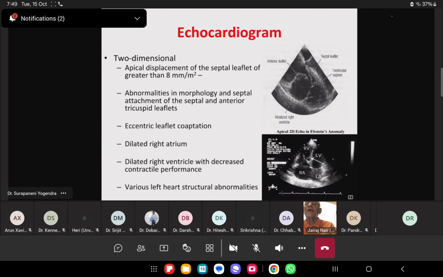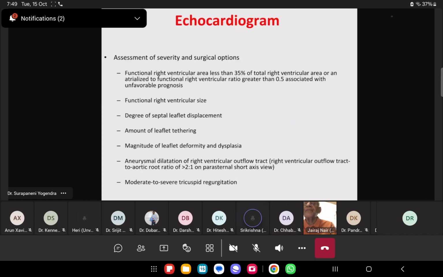So, functional right ventricular size, degree of septal leaflet displacement, amount of leaflet tethering, magnitude of leaflet deformity and dysplasia, aneurysmal dilatation of right ventricular outflow tract, right ventricular outflow tract to aortic root ratio more than 2 on parasternal short axis view, then moderate to severe tricuspid regurgitation.